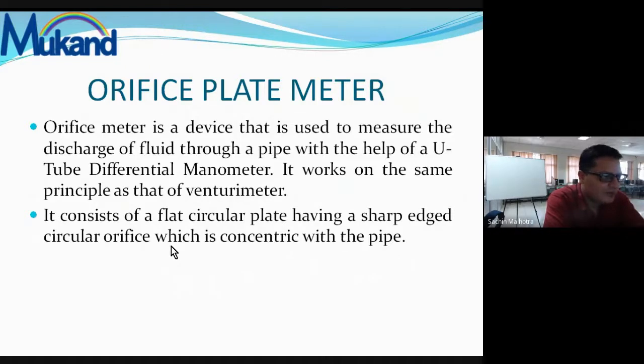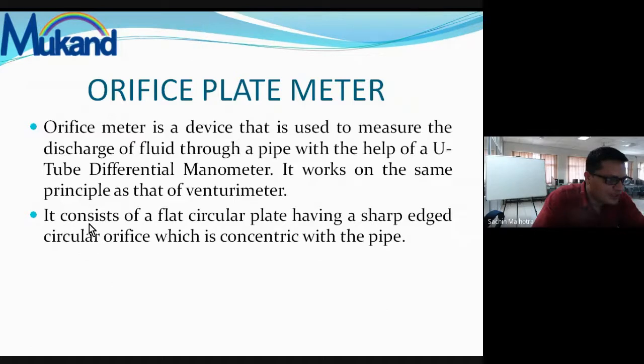The next application of Bernoulli's theorem is the orifice plate meter, after the venturimeter. So what is an orifice plate meter? An orifice meter is a device that is used to measure the discharge of fluid through a pipe with the help of a U-tube differential manometer. So this is also such a device. An orifice meter is also a device used to measure the discharge of fluid through a pipe with the help of a U-tube differential manometer. With this also we can calculate the discharge. This device is used for the measurement of discharge, and it works on the same principle as that of the venturimeter, meaning Bernoulli's theorem.